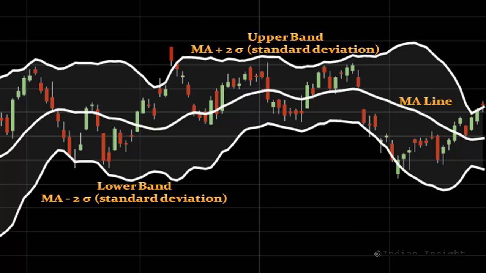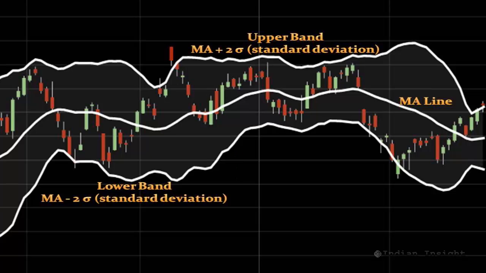First of this is the moving average line. So for example, here you see the three lines. This middle one is the moving average line. The other two lines are plotted certain deviations away from the moving average line. So here the upper band is constructed by adding two standard deviations to the mean value, while the lower band is constructed by subtracting two standard deviations from the mean value.